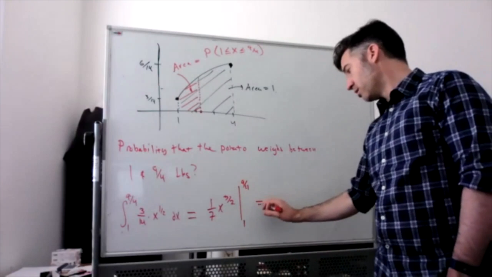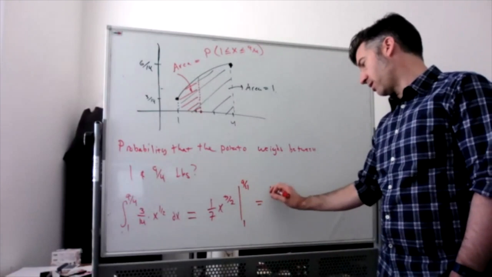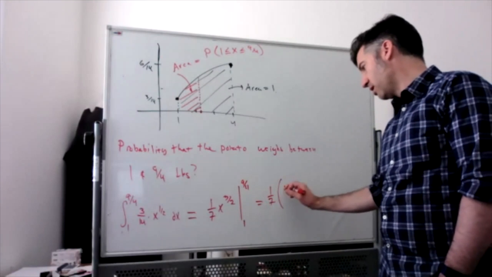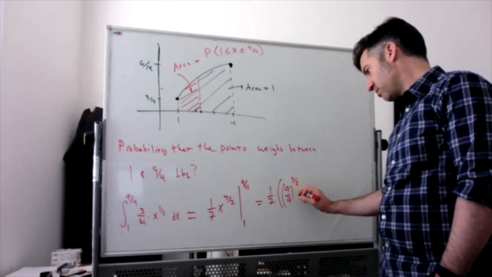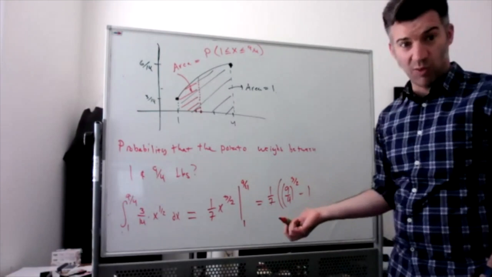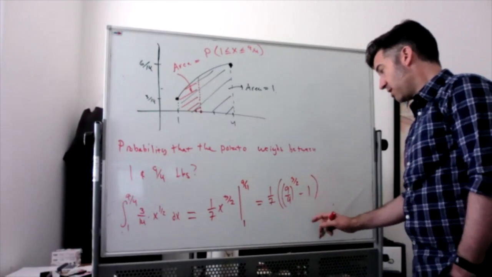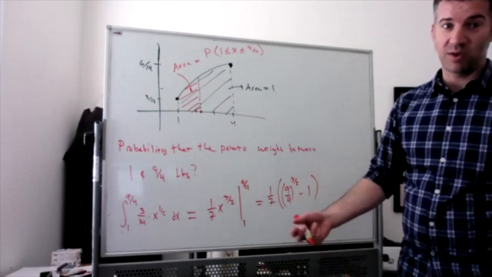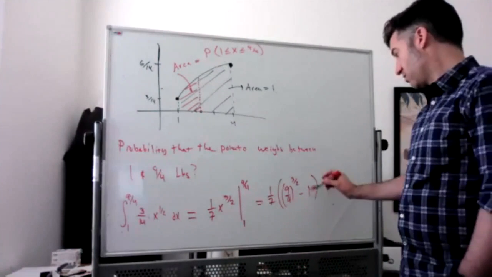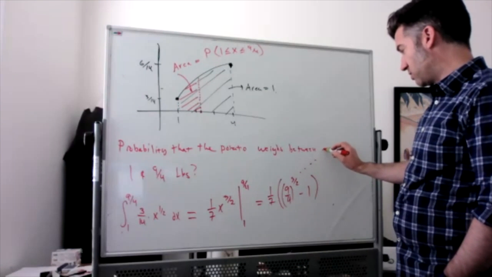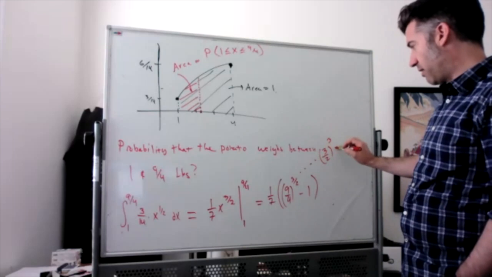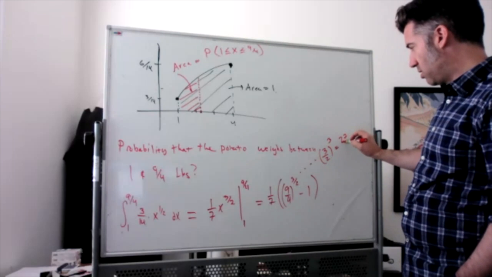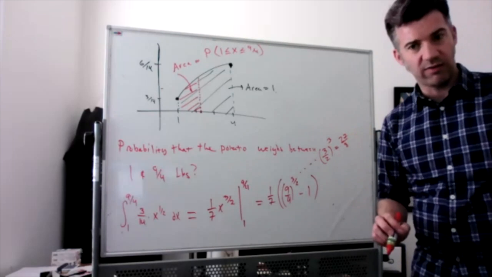So we plug in 9/4. Let's factor out 1/7. So 1/7 times 9/4 to the 3 halves minus 1 to any power is just 1. 9/4 to the 3 halves: it's the square root of 9/4, which is 3/2, cubed. And 3/2 cubed is going to be 3 cubed over 2 cubed. So you get 27 over 8.